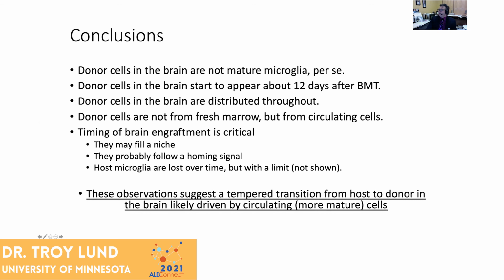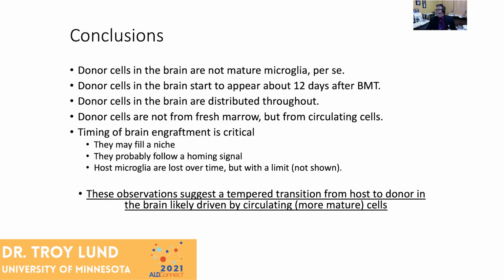The donor cells in the brain really start to appear robustly about 12 days after transplant in our model. They are distributed throughout the brain from what I can tell. The donor cells are not from fresh primary marrow cells, but actually are derived from the circulation. So the marrow probably has to engraft first, mature, release cells. Those cells get to the brain would be my best guess on how it's working. And the timing is critical. The cells probably fill a niche. They're probably following a homing signal. And the last thing I showed you was host microglia are lost over time, but there is a limit. So they're not completely replaced.